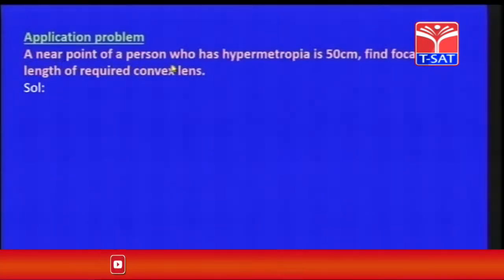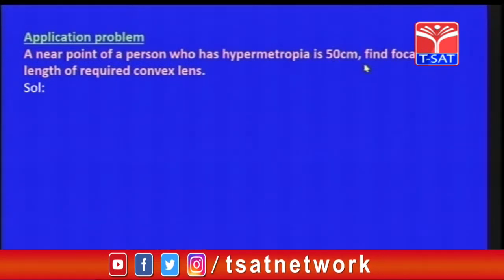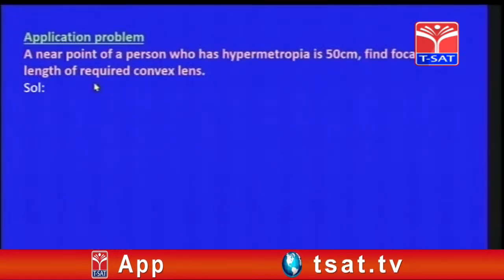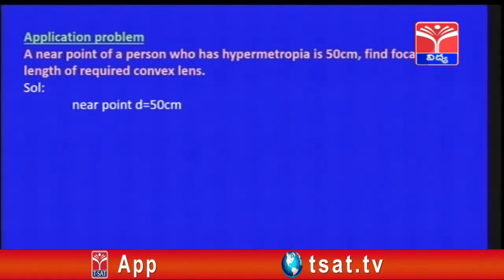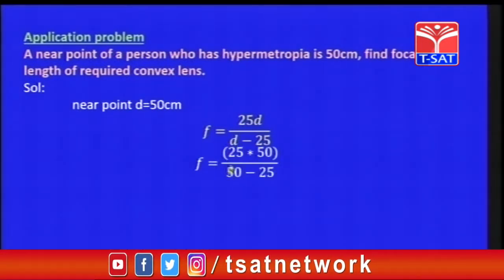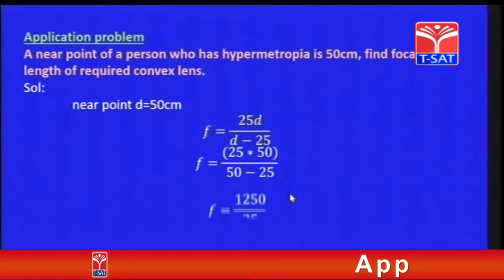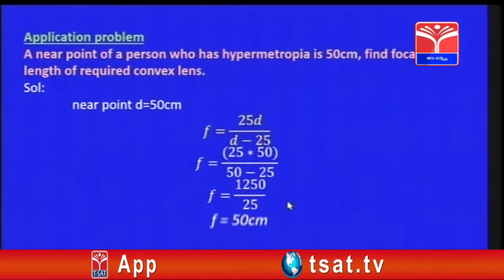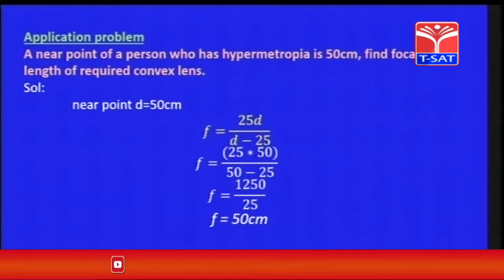The near point of a person who has hypermetropia is 50 centimeters. Find the focal length of the required convex lens. Solution for this: here the near point value is given as 50 centimeters, children. So we have the formula, f equal to 25d by d minus 25. Now f equal to 25 into 50 by 50 minus 25. So the focal length is equal to 1250 by 25, then the focal length is equal to 50 centimeters.